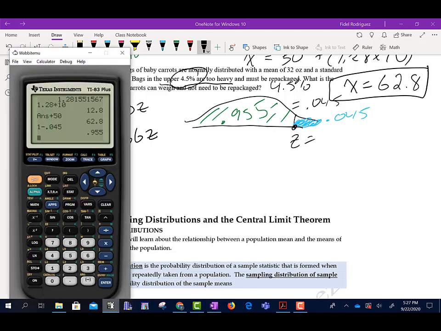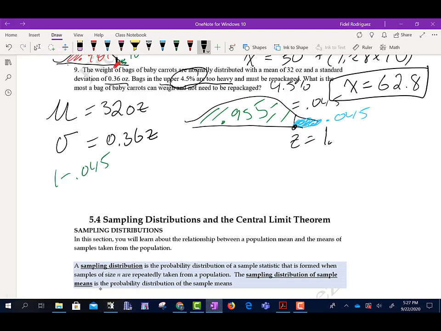So let me grab my calculator again. Second bars, inverse norm, 0.955, close it off. Okay, and I'm coming up with 1.70. If I were to round that to 2 decimal places, I'd end up with a 1.70.